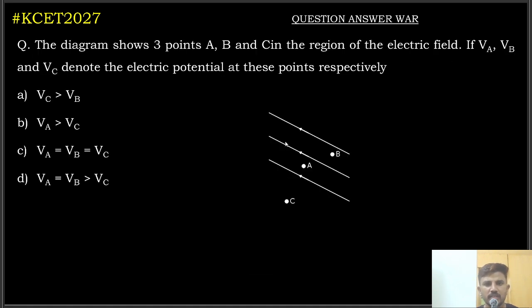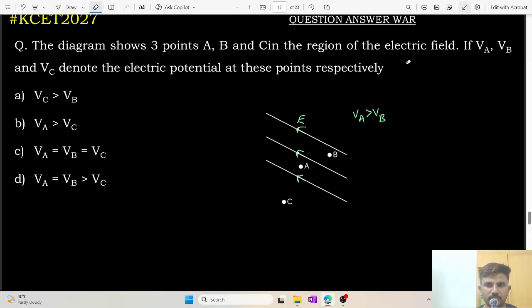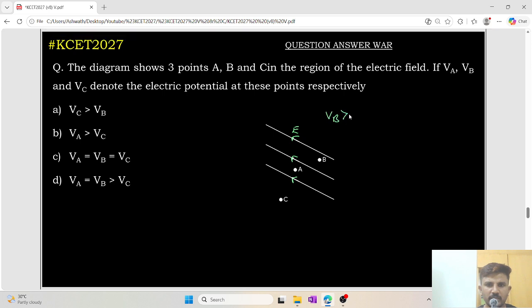So here also the direction of electric field is given. So how do you relate potential at A, potential at B and potential at C? Here you can say potential at A will be greater than potential at B, because in the direction of electric field potential decreases. So sorry, VB is greater than VA. So VB value will be greater than VA value, and that will be greater than VC value.